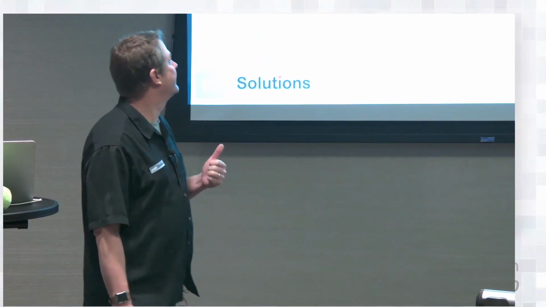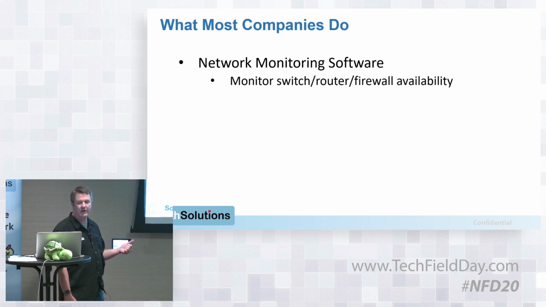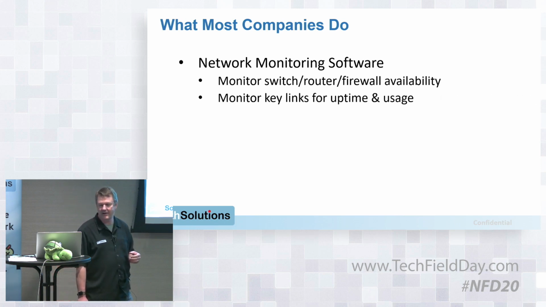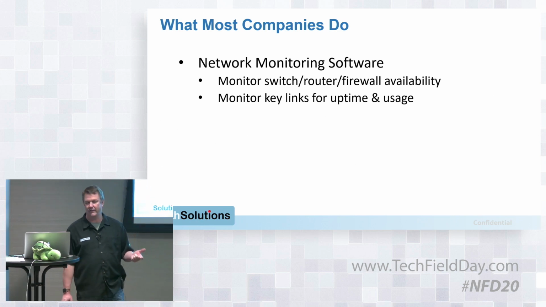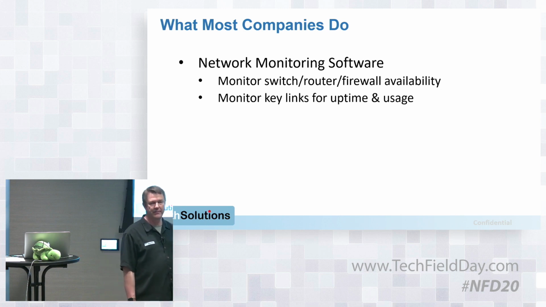So starting off, most companies, just like what I said, they'll get their network monitoring software, they'll configure it to monitor their switches, routers, firewalls for availability, uptime. They'll monitor key links in the environment to make sure that they're online and what their usage is. That's usually as far as most folks go with their monitoring software.